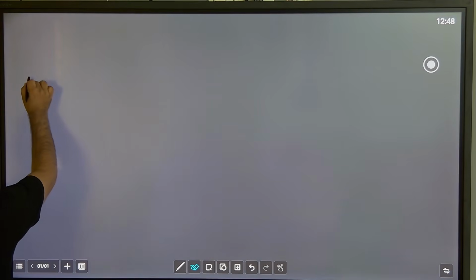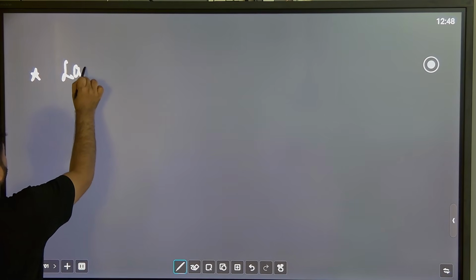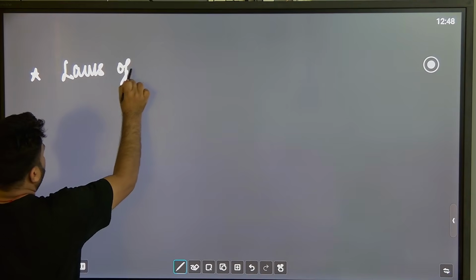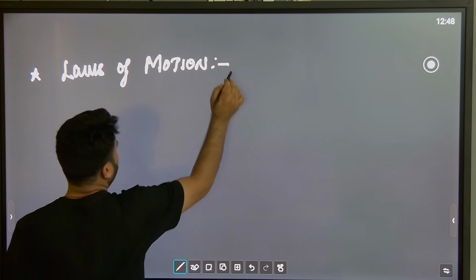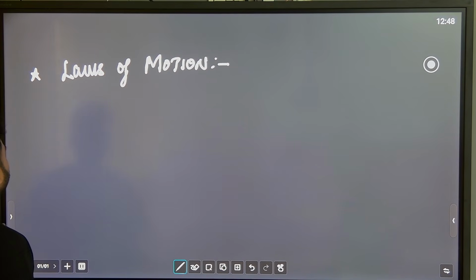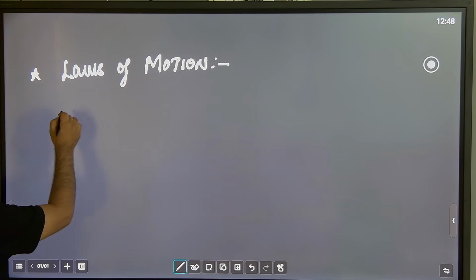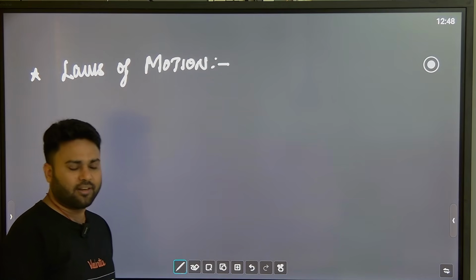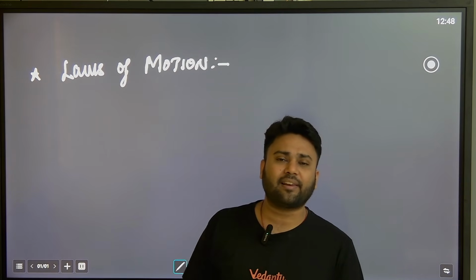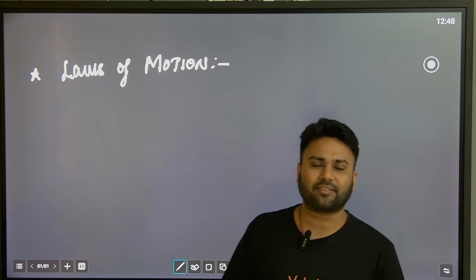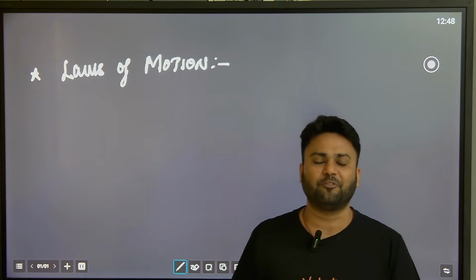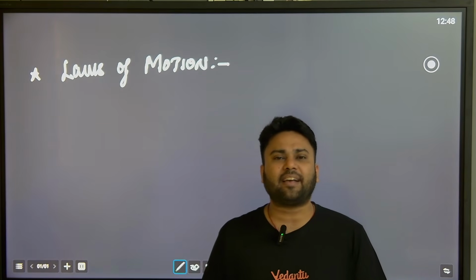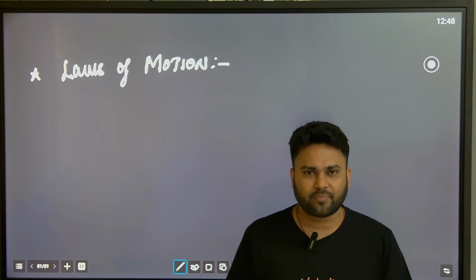So see, laws of motion. Now the first thing that we need to understand is the definition of force. Like we all studied in our earlier classes, force is equal to mass into acceleration. Now let's have a better clarity of force, an updated version of the definition. Force is basically defined as rate of change of momentum.